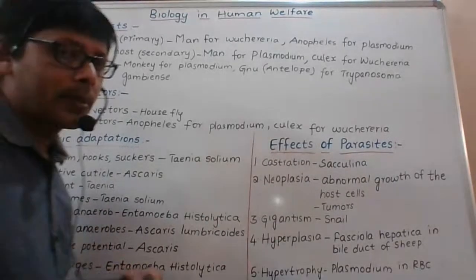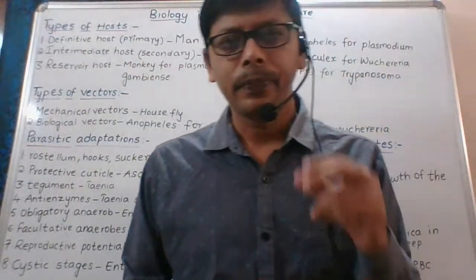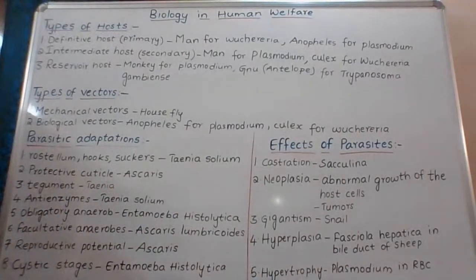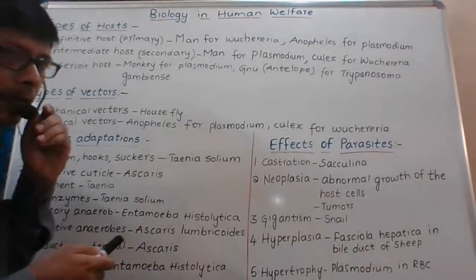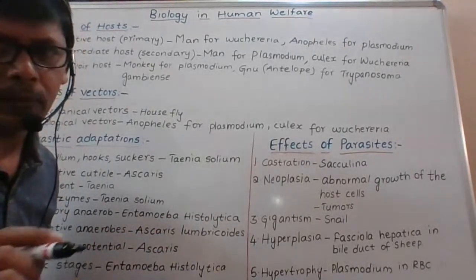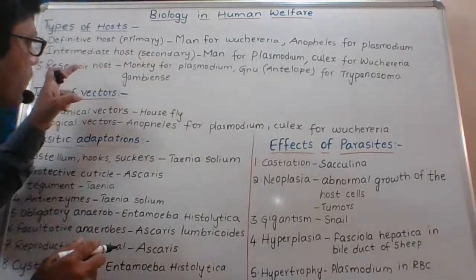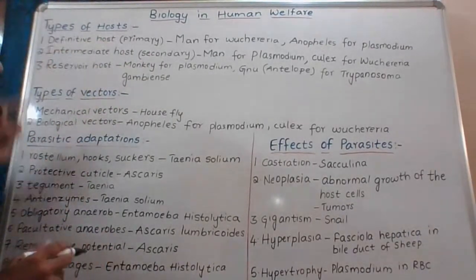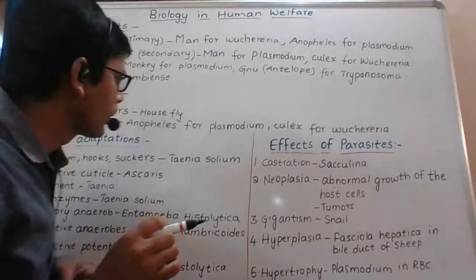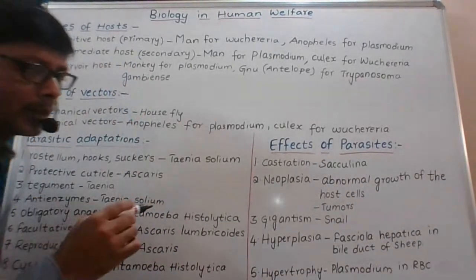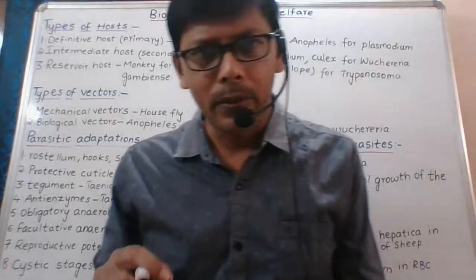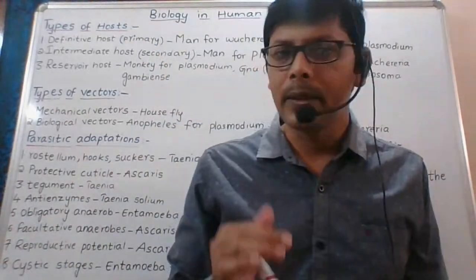Okay, let us start with the types of host. Yesterday we learned types of parasites. Hosts are divided into 3 types. What are the 3 types of host? One is the definitive host, which is also called the primary host. There are 3 types of host: primary host, or definitive host; secondary host, or intermediate host; and the third one is the reservoir host.